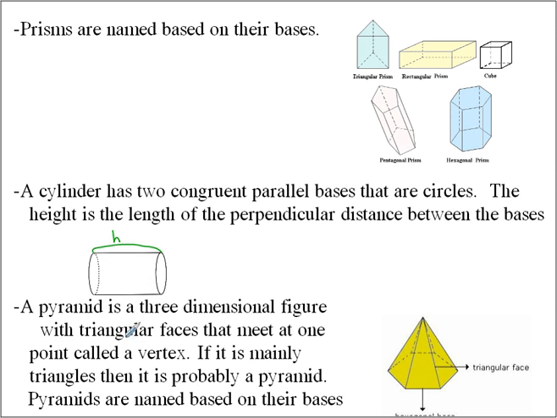A pyramid is a three-dimensional figure with triangular faces that meet at one point called a vertex. So up here would be the vertex. If it is mainly triangles, then it is probably a pyramid. Pyramids are named by their bases, just like prisms are. So this here is what would be called a hexagonal base. That's what that shape is. It says it down here, you just can't read it right now. And these are the triangular faces. So it comes up to the vertex, and it's mainly triangular.